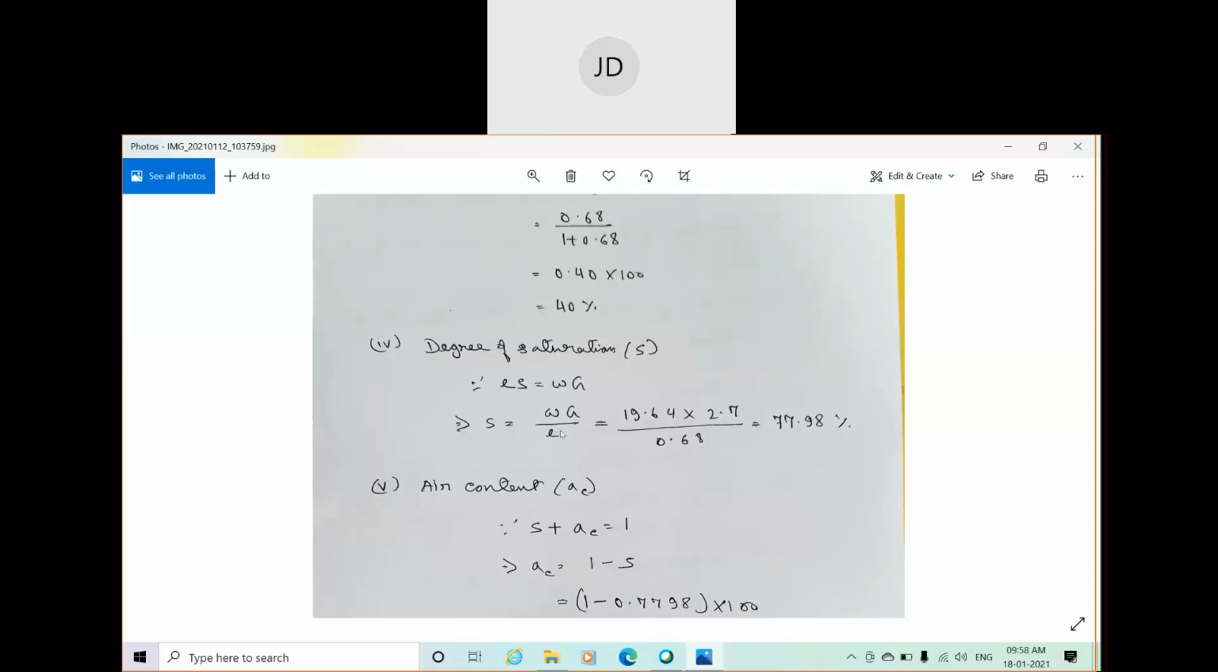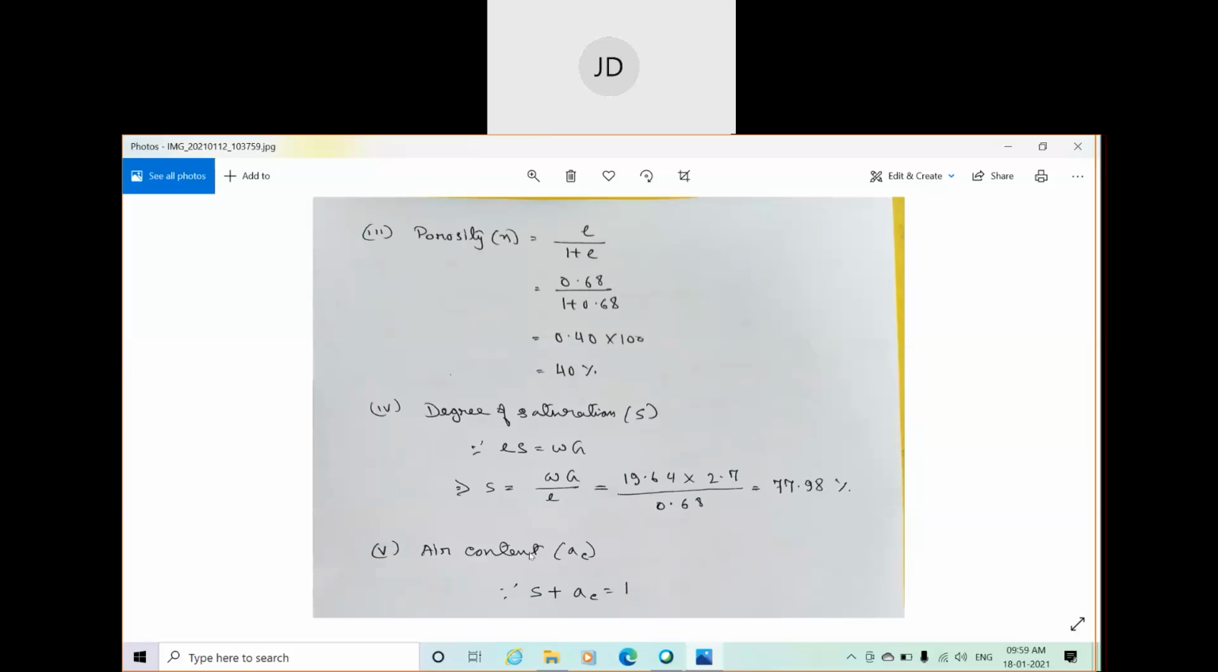Now simply you can find out degree of saturation from this formula. S equal to wG by e. Put the value of w, G and e, and you will simply get the value of S, that is degree of saturation, in percentage. So it's very easy to find this. If you know the formula, it becomes very easy to find out the index property.